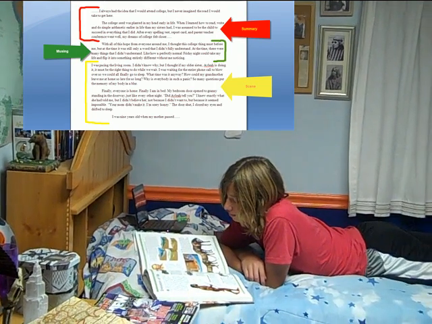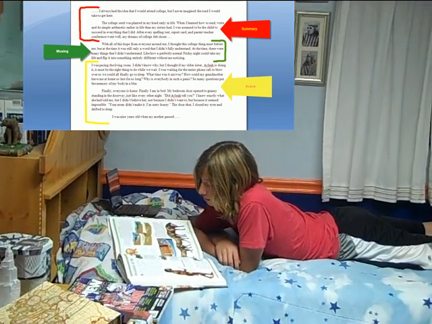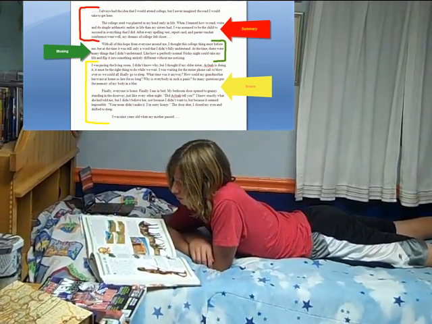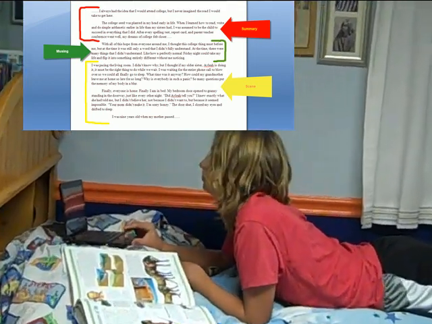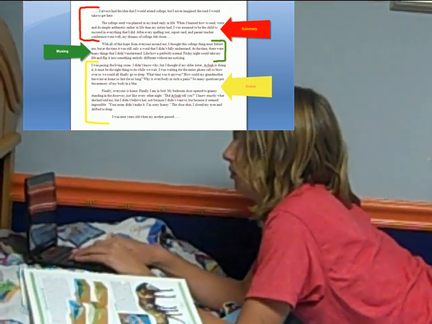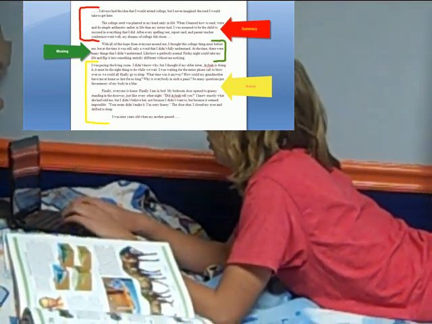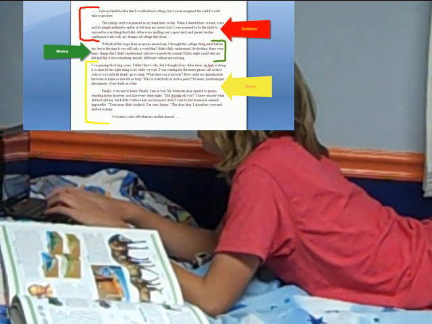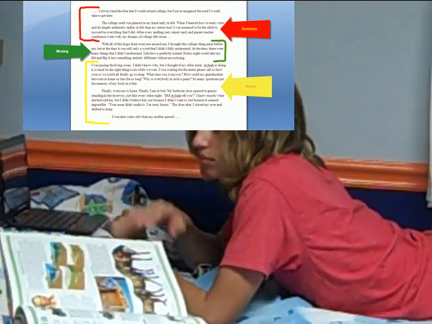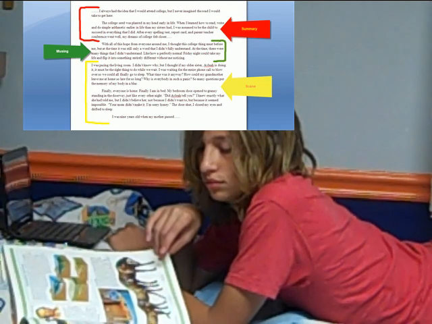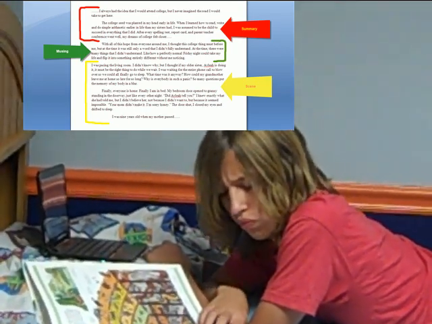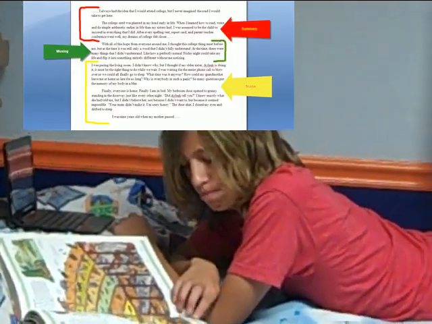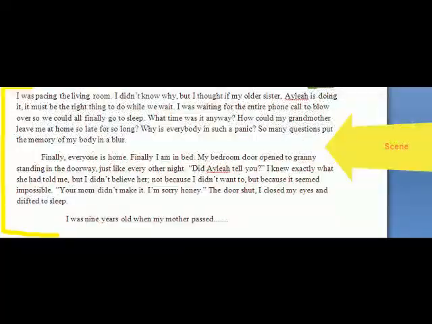At the time, there were many things I didn't understand, like how a perfectly normal Friday night could take my life and flip it into something entirely different without me noticing. I was pacing the living room. I didn't know why, but I thought if my older sister Aaliyah is doing it, it must be the right thing to do while we wait. I was waiting for the phone call to blow over so we could all finally go to sleep. What time was it anyway? How could my grandmother leave me home so late for so long? Why is everybody in such a panic? So many questions put the memory of my body in a blur. I was 9 years old when my mother passed.